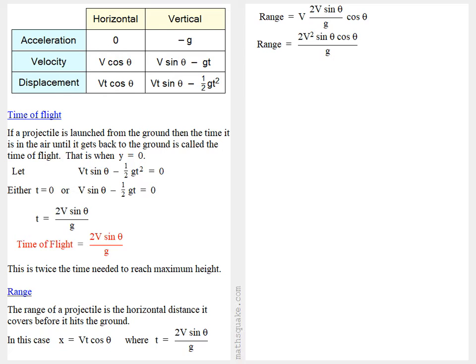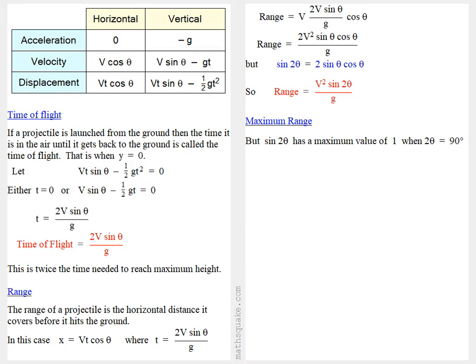Now that can be rearranged as the range is equal to 2v squared sine theta cosine theta all over g, but we have a formula sine 2 theta is equal to 2 sine theta cos theta, and so we can simplify the range. The range is equal to v squared sine 2 theta over g. And from this we can derive the maximum range. When a particle is projected from the ground with a given speed, the range depends on the angle at which it's fired. And the question is, which is the best angle to give the maximum range?